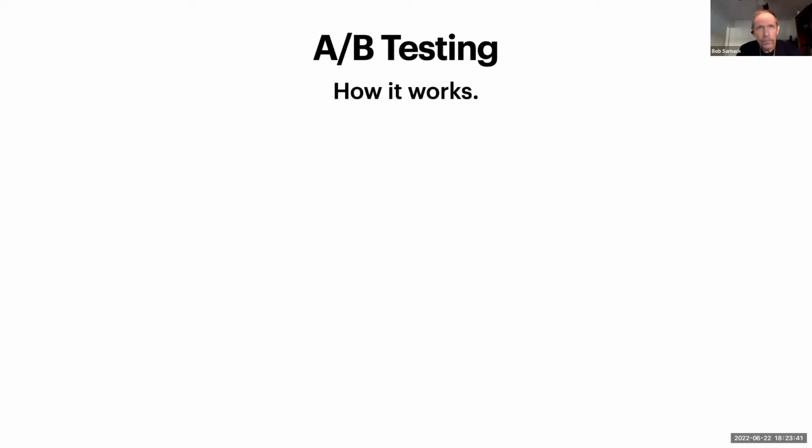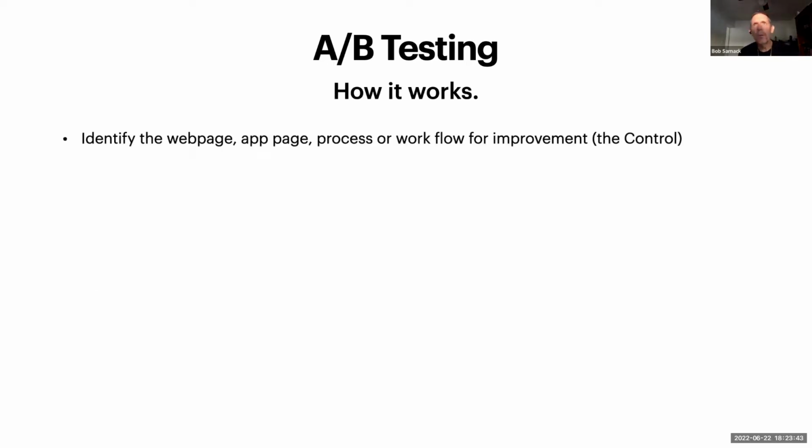So how it works. We identify the web page, app, process, or workflow for improvement. That's the control. We take it and modify it to create a second version of the same page, web flow, or app. This change can be as simple as a single headline or a button, or be a complete redesign of the page. You determine the criteria and what success looks like. Then half of our traffic is shown the original version of the page, known as the control, and half are shown the modified version of the page, the variation.